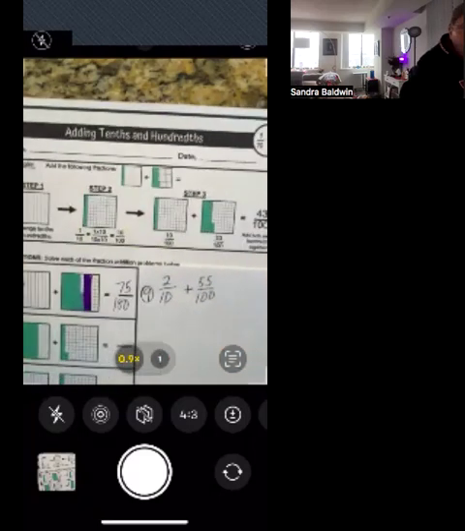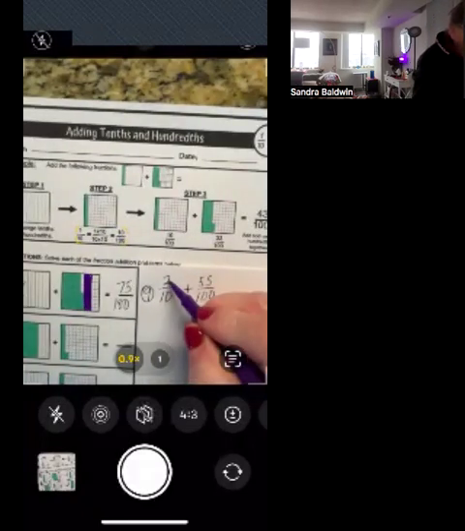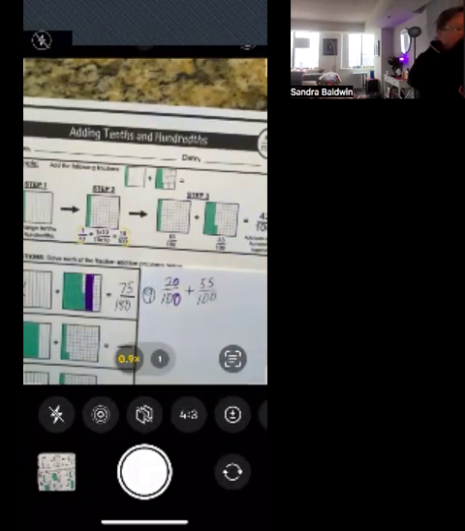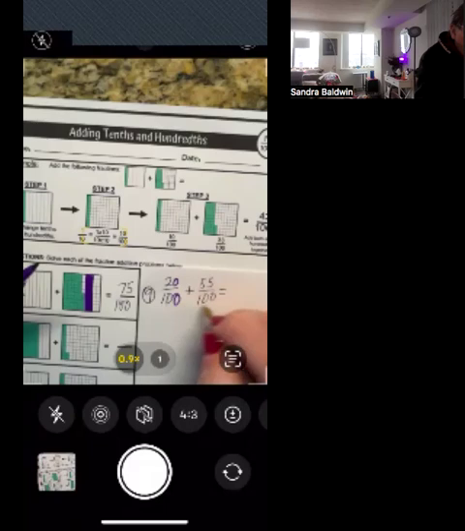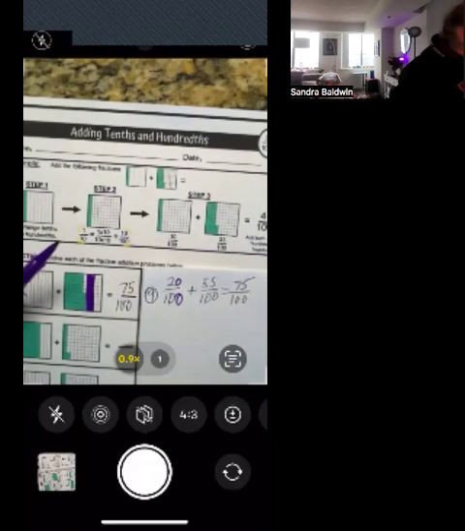So over here on my equation, I'm going to show that I made the 2/10. I renamed it 20 hundredths. And we do not add the denominators. We only add the numerators. 75.